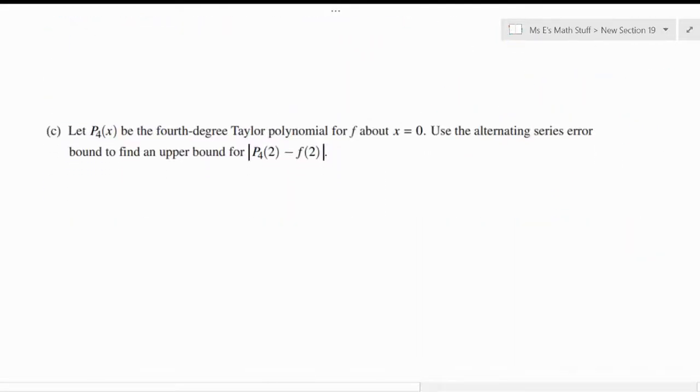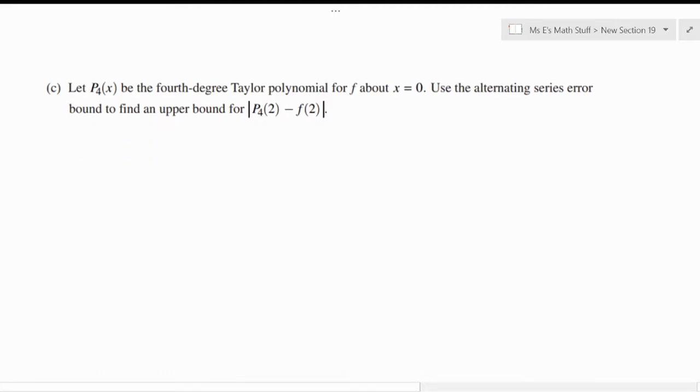All right, part C, let p sub 4 of x be the fourth degree Taylor polynomial for f about x equals 0. Use the alternating series error bound to find an upper bound for p sub 4 of 2 minus f of 2. So the first thing I'm going to do is copy down what f of x was, and this is a moment where I'm kind of glad that I did simplify it.